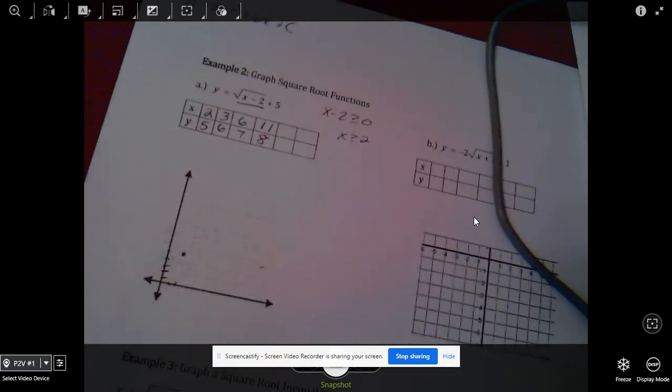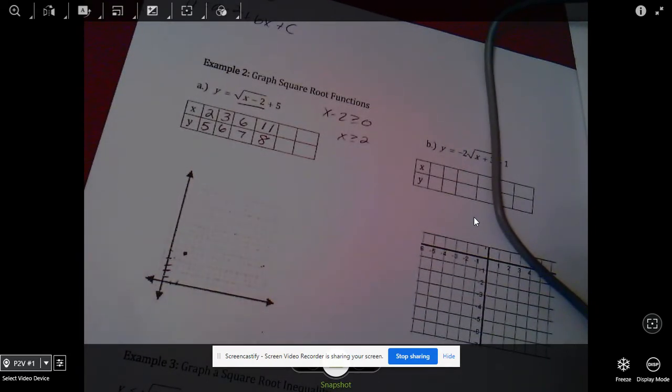Now this graph, 1, 2, 3, 4, 5, is not the best. It keeps getting distorted as more copies have been made. So you can use a ruler and make some harsher lines, but normally your graphs are going to look like this. 3, 6. So go to 3. I'm going to go 1 to 6.